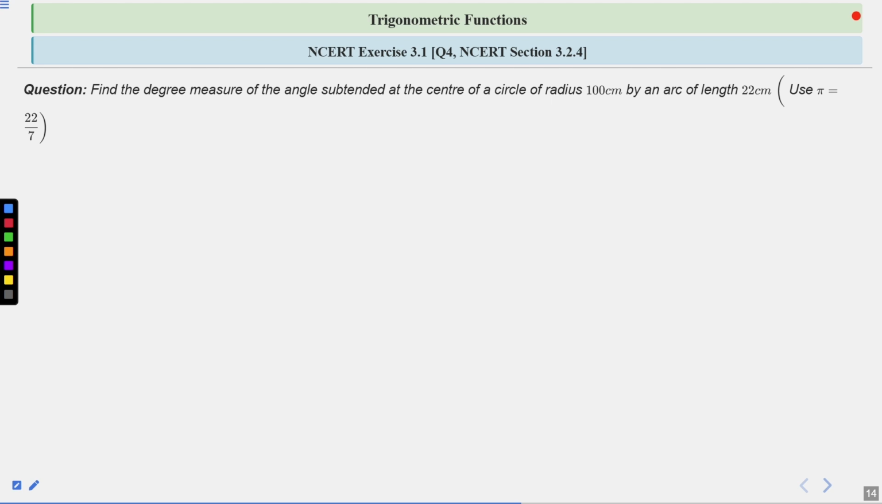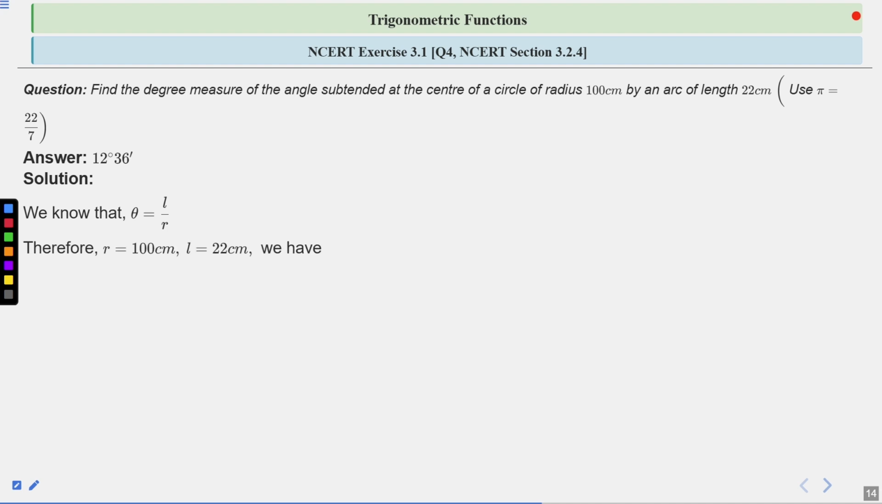Question is, find the degree measure of the angle subtended at the center of a circle of radius 100 centimeter by an arc of length 22 centimeter, and we have to use pi is equal to 22 by 7. So correct answer is 12 degree 36 minute. Let us see the solution part. We know that theta is equal to L by R. For an arc of a circle, theta is always equal to L by R. It is given that radius R is equal to 100 centimeter, and length of arc is 22 centimeter.